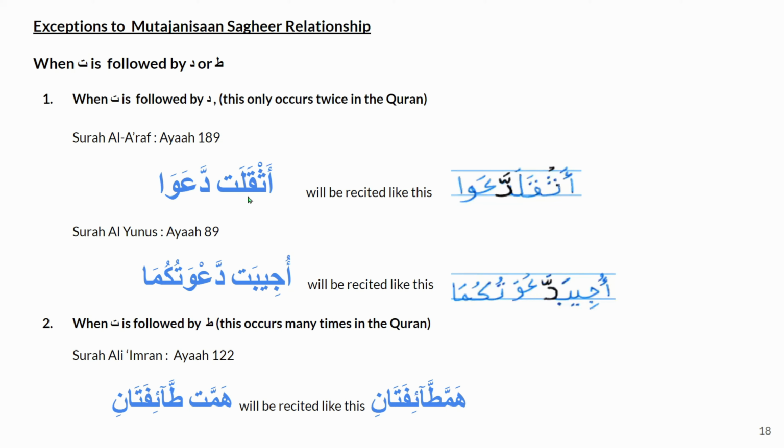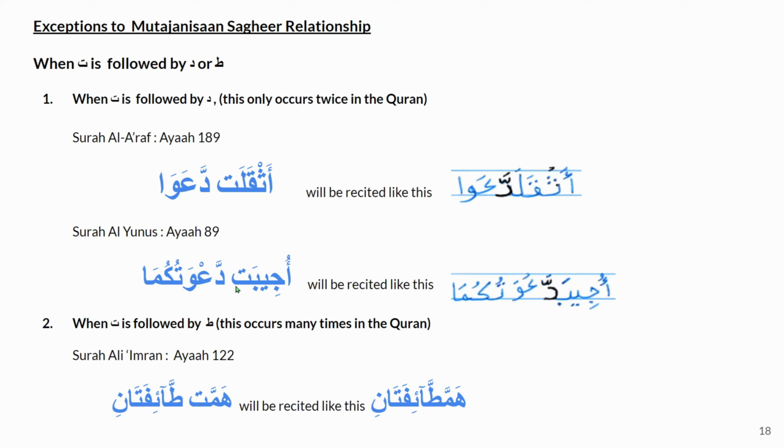And these two words, instead of reciting them like this, أثقلت دعوى, doing izhar of letter Ta, giving the hams of letter Ta, we will directly go to letter Dal, and this is how we will recite it. أثقلت دعوى. And the next example is in Surah Yunus, ayah number 89.